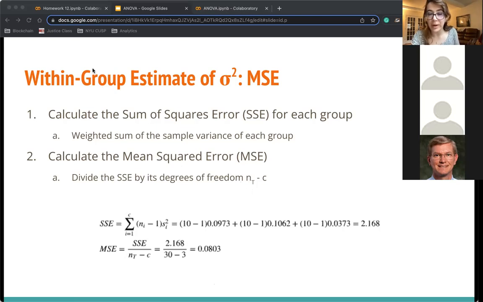And this error sum of squares provides us a measure of the degree of variability that exists, even if all the population means are the same. And so we take this weighted sum of the sample variance of each group. And that's how we then divide it by the degrees of freedom to understand the complexity that we're dealing with here, in order to define this test statistic to give us a measure of how much variance exists within the group.